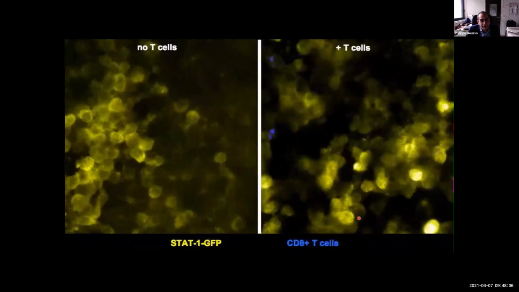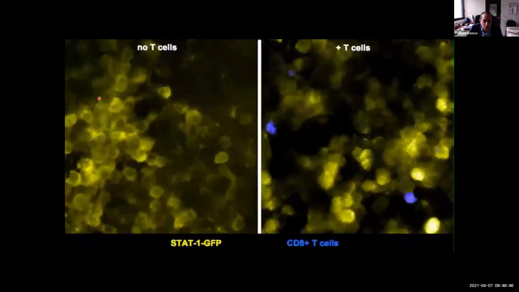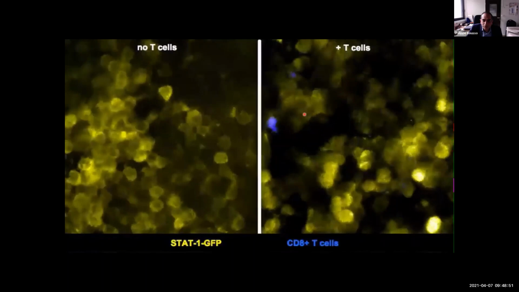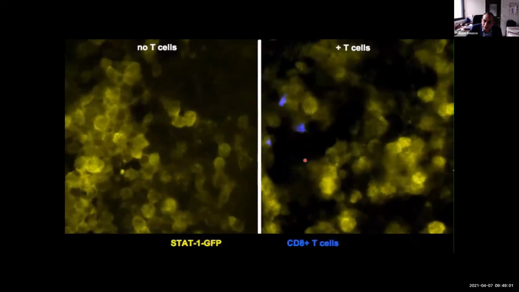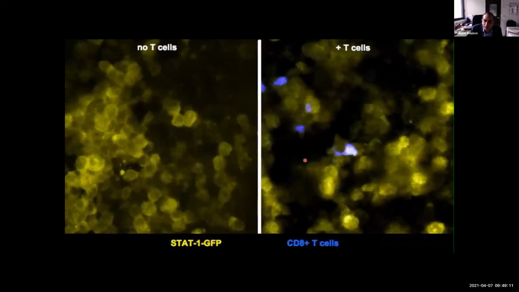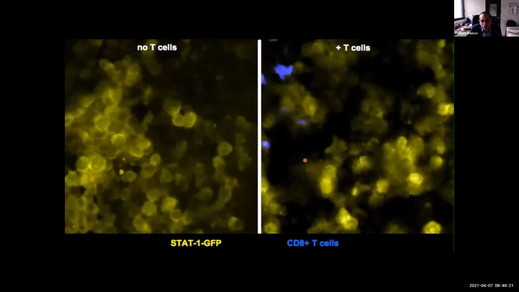But what you can see is that in the absence of T cells, you have this pattern where the reporter is largely excluded from the nucleus. Now you have a widespread translocation in the tumor cells in the presence of T cells. But what I think is really interesting is, again, this widespread effect. So it's not restricted to the tumor cells that are in contact with the T cells, but it's really something that is shared, indicating a long-range effect of the interferon gamma in the tumor microenvironment. This is something that also Tom Schumacher's group has observed and published a very nice paper.